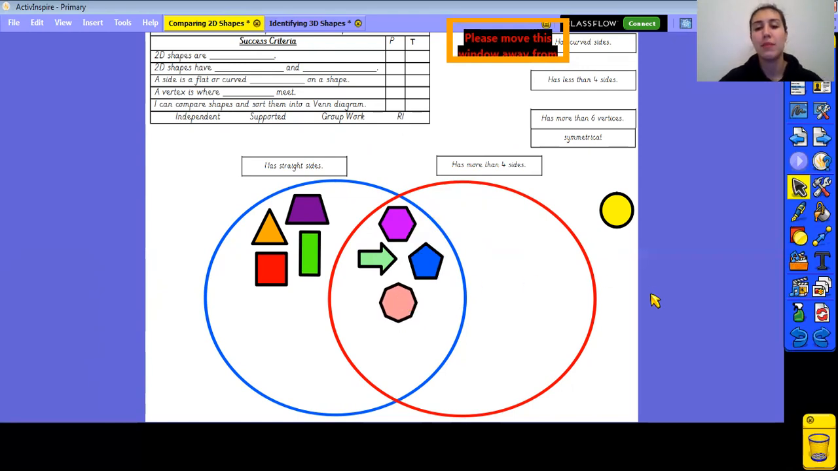So now I've sorted my shapes into the Venn diagram, and you might have noticed that there are no shapes that have more than 4 sides that are curved, because remember, to be in here, it would have to have more than 4 sides, but not have those straight sides, okay?